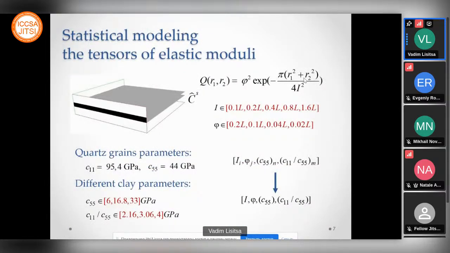Okay, as I told before, we used different model parameters, which are the shear modulus and the ratio of bulk to shear modulus, and two parameters which define the interface roughness itself. First, we considered them quite separately. At the first stage, we fixed the model parameters and then varied the statistical parameters of the interface to see what is going on in there.